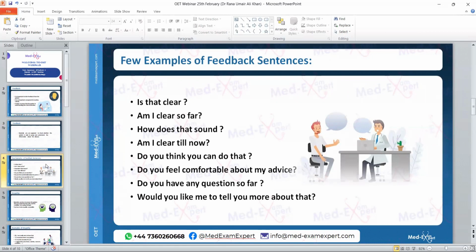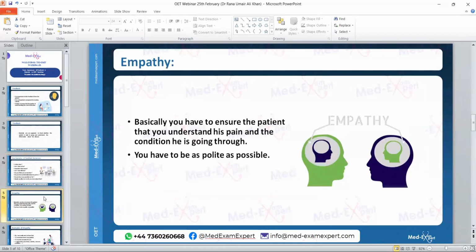A few examples of feedback sentences would be: Is that clear? Am I clear so far? How does that sound? Do you think you can do that? Do you feel comfortable about my advice? Any questions? So all of these sentences.